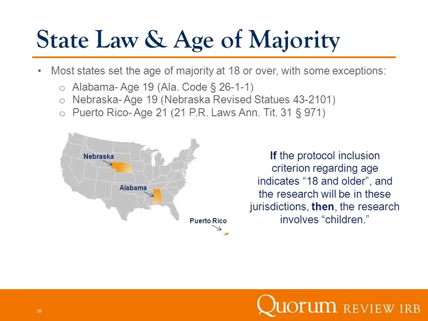So if the intent is only to enroll adults, then it's preferable ultimately in that inclusion-exclusion criteria to indicate that and maybe not base it on age. But that is something that can make things a little bit complicated.